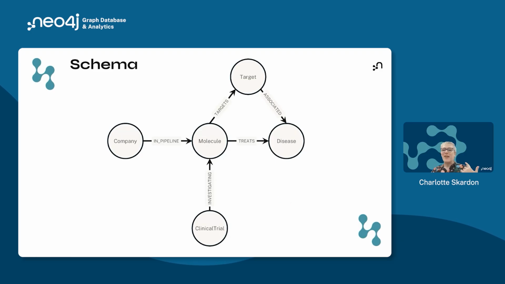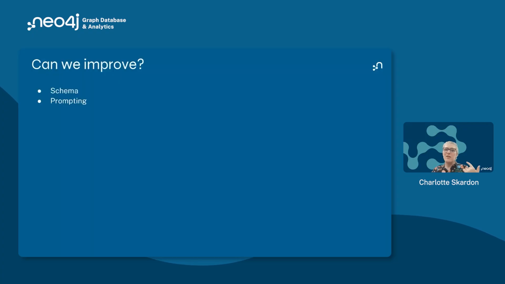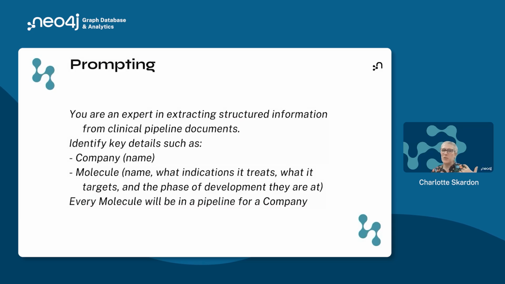The other thing we could also do with the schema, or after we've done this to improve it, is improve the prompting. So what we've also added is this prompt here. You're an expert in extracting structured information from clinical pipeline documents. Identify key details such as the company name, the molecule name, what indications it treats, what it targets, and the phase of development they're at. And that every molecule will be in a pipeline for a company. We're trying to tell the LLM this is the information you need in order to extract this information from the document.